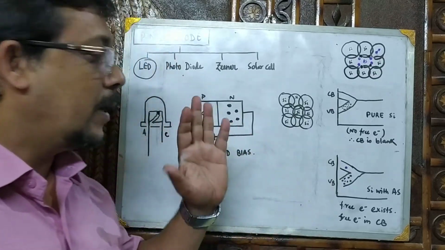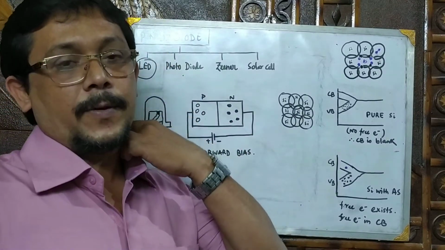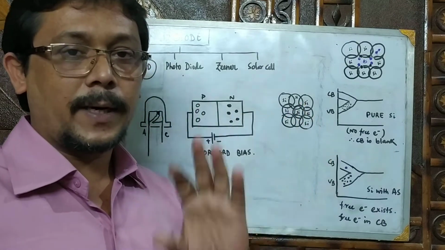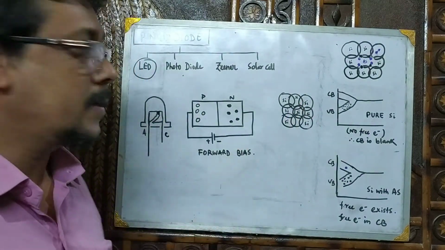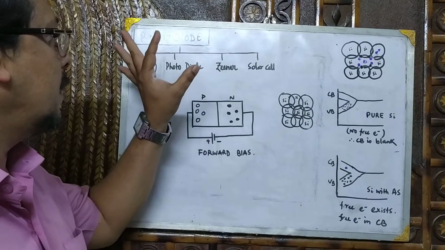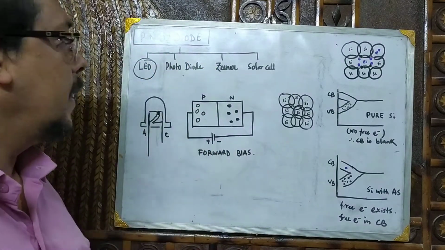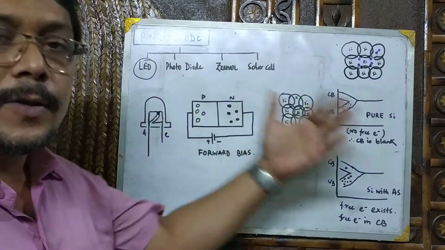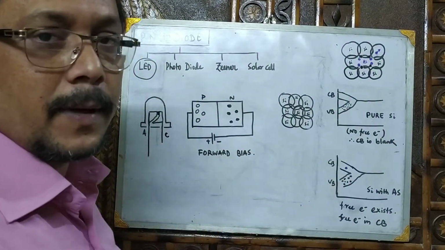Hello, so today we'll do the second portion. That means we have already done the PN junction forward and reverse bias, and today's discussion is the modification of the PN junction diode. It is the magical part of the PN junction diode. It has different varieties, used just after some modification.